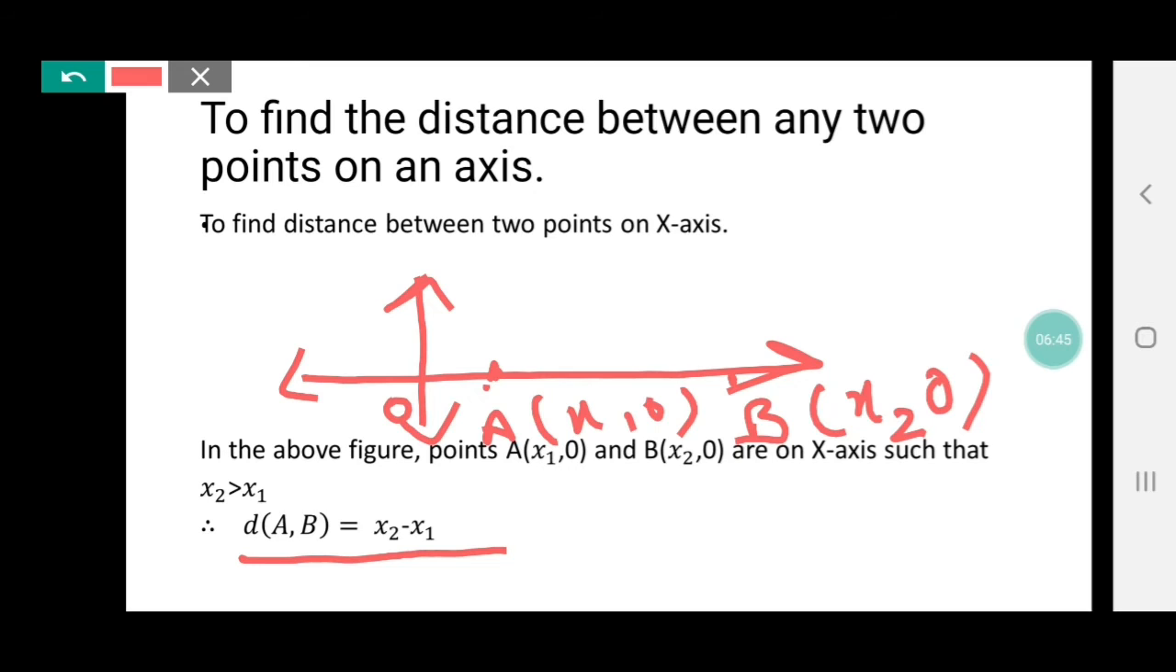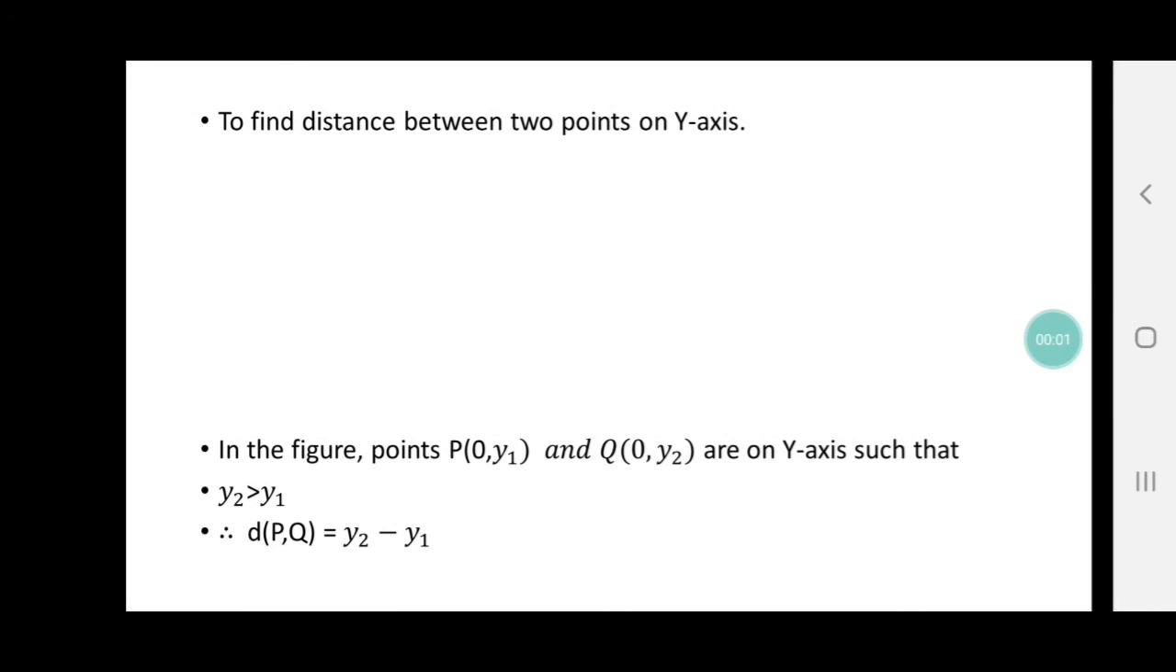Okay, now the next part: to find the distance between two points on the y-axis, we need a Cartesian system. So this is what the Cartesian system is.